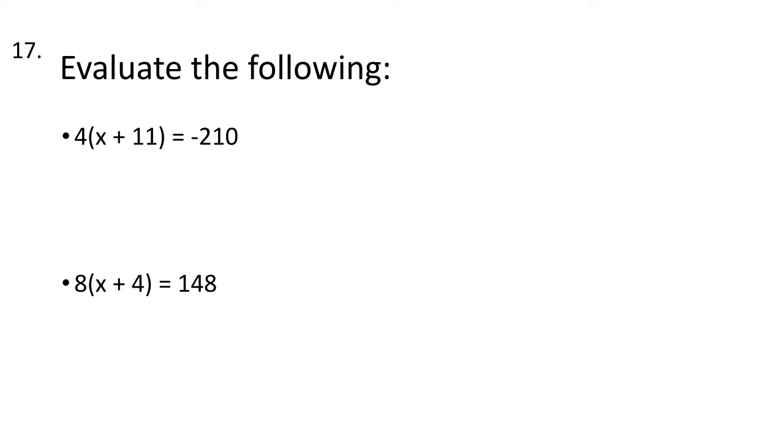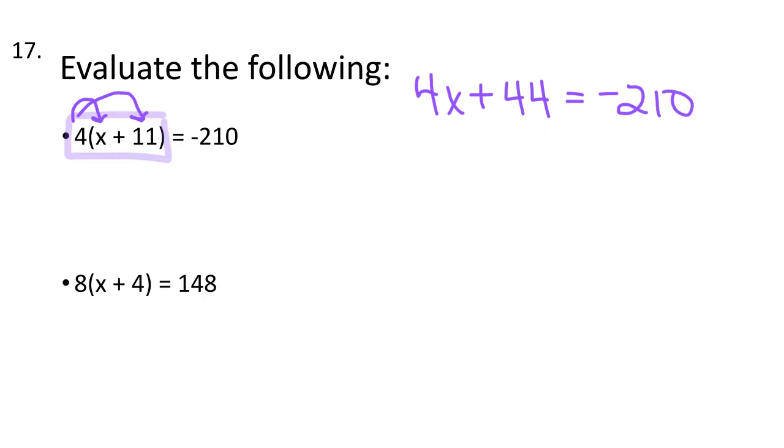On this slide, we want to evaluate the following. We want to solve each equation for x. And starting off, we have 4 times the sum of x plus 11 is equal to negative 210. If we look to the left side of the equation, we should be able to identify the distributive property telling us to multiply 4 times x and 4 times 11. 4 times x is 4x. 4 times 11 is 44.